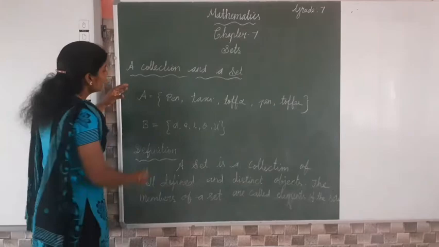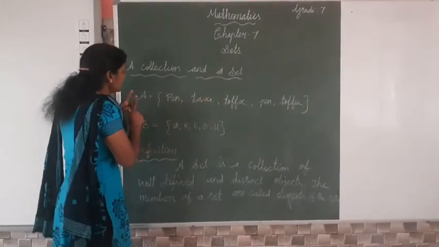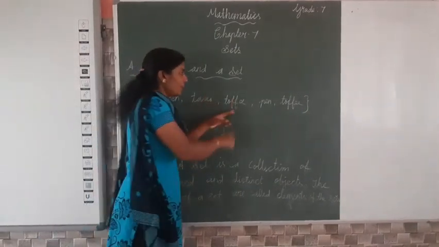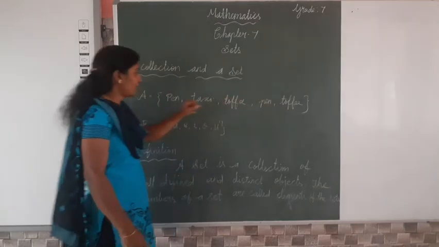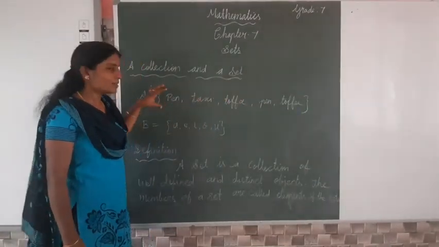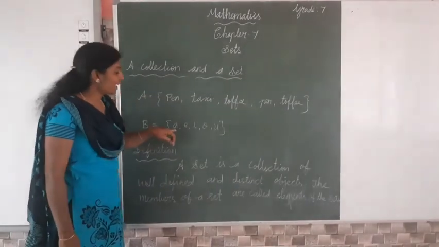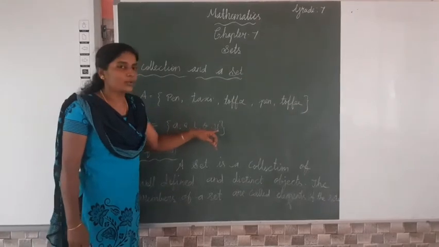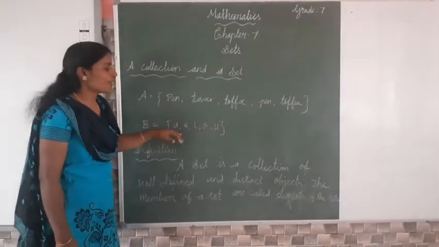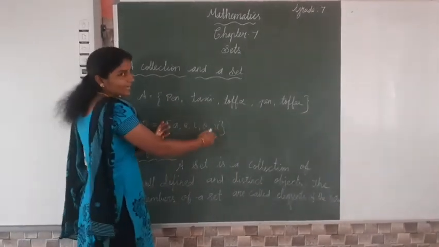Now listen. Here we have two sets, two collections. Set A is equal to pen, taxi, toffee, pen, toffee. This is one collection. Then one more set, B is equal to A, E, I, O, U. These are the vowels of the English alphabet. This is one collection.